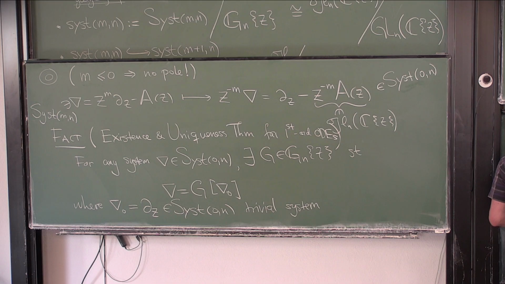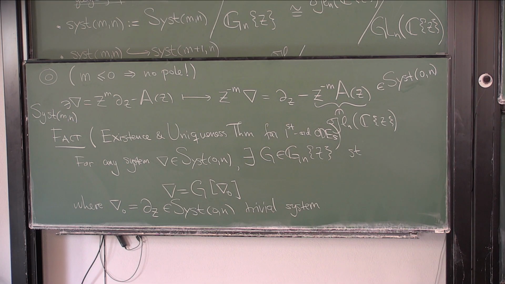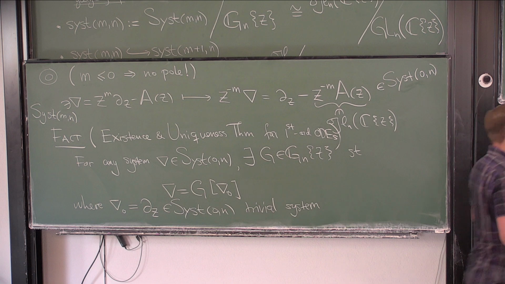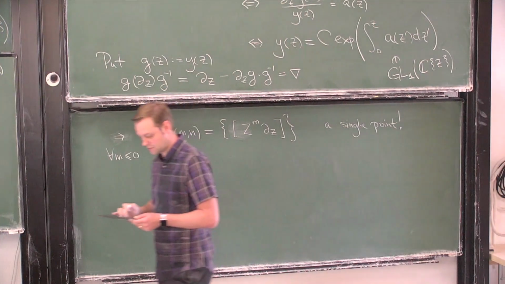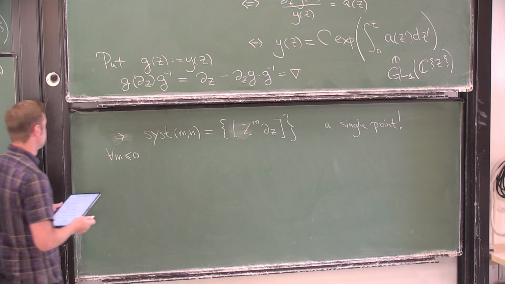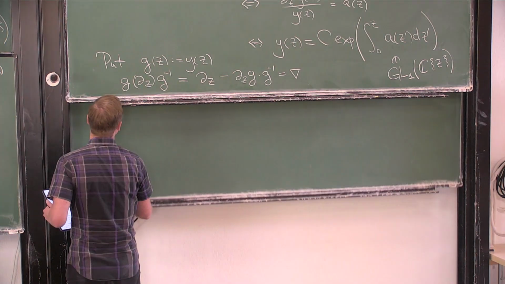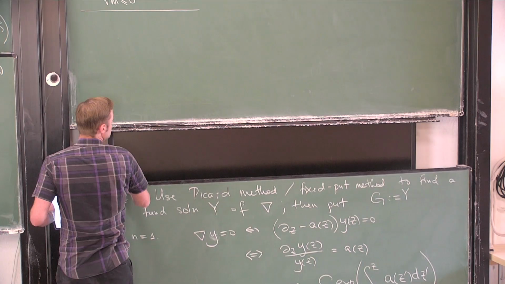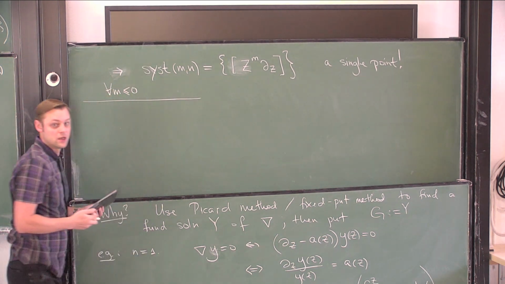So we can write it like this. Our moduli space, syst m n, for all m less than or equal to 0, is just a single point, which is represented by a trivial system. Just one point. Make sense?